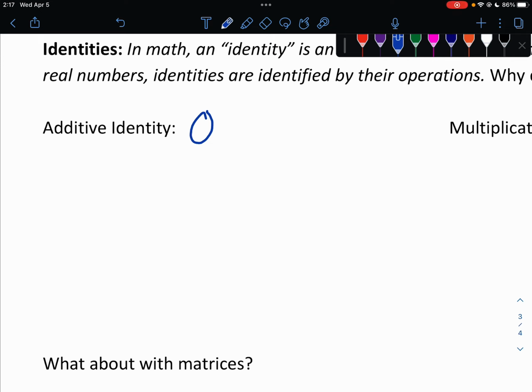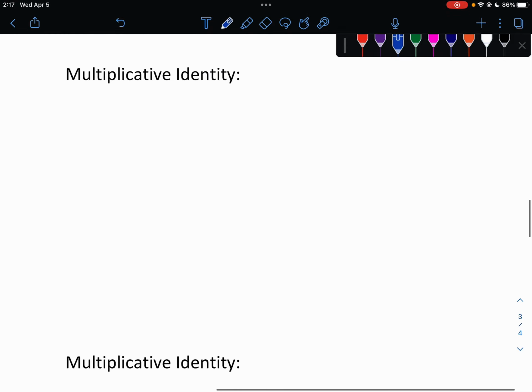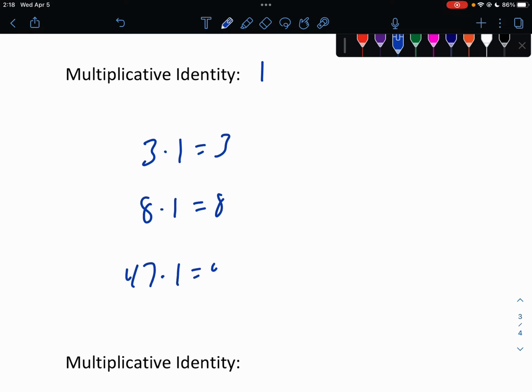Why is that? Think about it this way: 3 plus 0 is 3, right? 8 plus 0 is 8. 47 plus 0 is 47. It doesn't change anything. The multiplication identity, what can we multiply any number by to not change it? Well, that's obviously 1. Same reasons, right? 3 times 1 doesn't change it. 8 times 1 doesn't change it. 47 times 1 doesn't change 47.